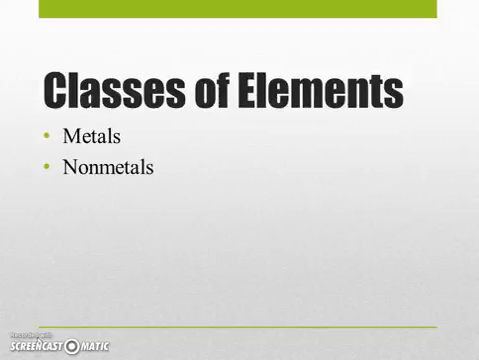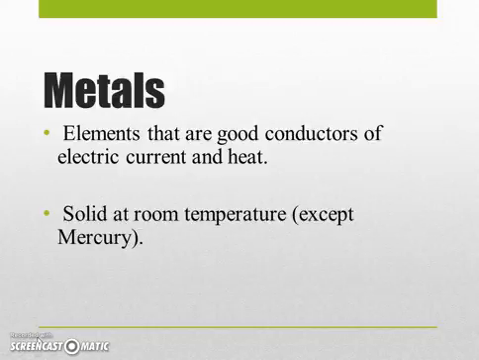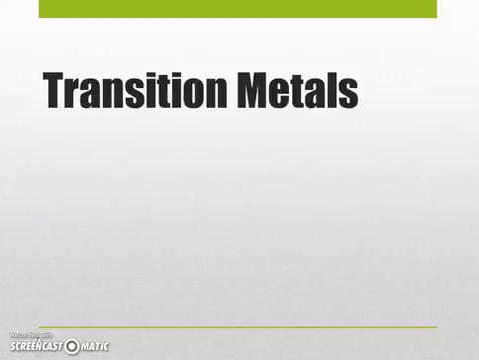There are 3 different classes of elements. We have metals, nonmetals, and metalloids. The metals are anything that's a good conductor, and all of these are solids at room temperature except for mercury. Mercury is actually a liquid. And if you look at the periodic table, mercury is labeled as Hg. All of these metals are also malleable, and they are ductile.